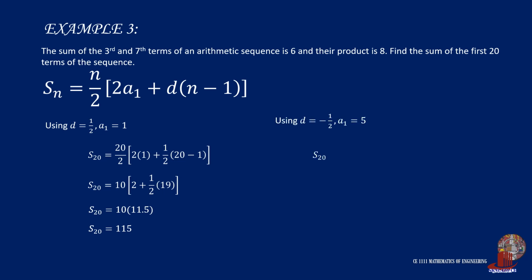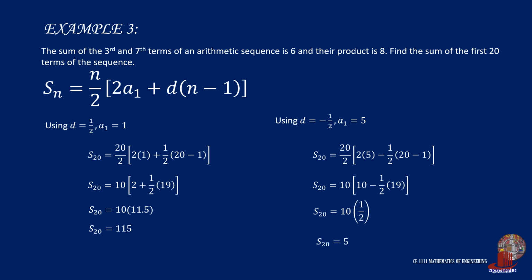Secondly, by using d as negative 1/2 and a sub 1 as 5, we can take S sub 20 as 20 all over 2 multiplied by 2 times 5 less half of 20 minus 1, or that is 10 times 10 minus half of 19, which is simplified as 10 times 1/2, or that is 5.